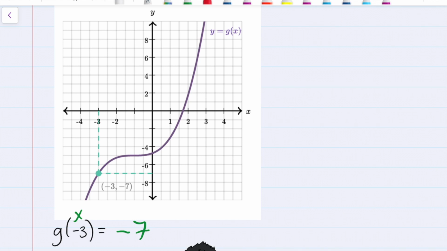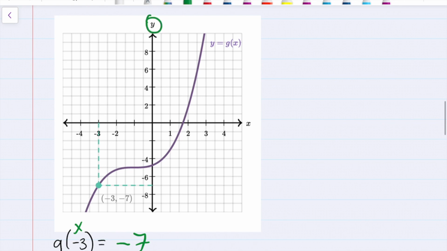Now, if I'm talking about the inverse, I can still use the same graph. I just gotta know that the x and the y are flipped. So when my y is negative 7, where's negative 7? Right here. I'm working backwards. When my y is negative 7, my answer's negative 3. You see how that goes?